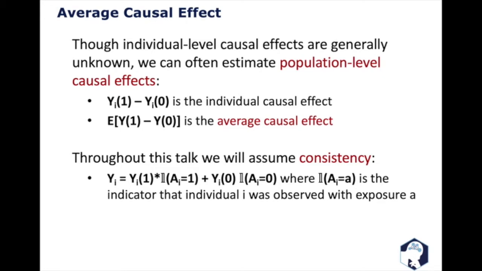And I want to mention that throughout this talk, we're going to assume what is sometimes called the consistency assumption. So here we assume that the observed outcome is the potential outcome that corresponds to the observed level of exposure. So if I actually received treatment A_i equals 1, then I get to observe my potential outcome Y_i(1). And vice versa, if I receive A equals 0, then I get to observe Y_i(0).